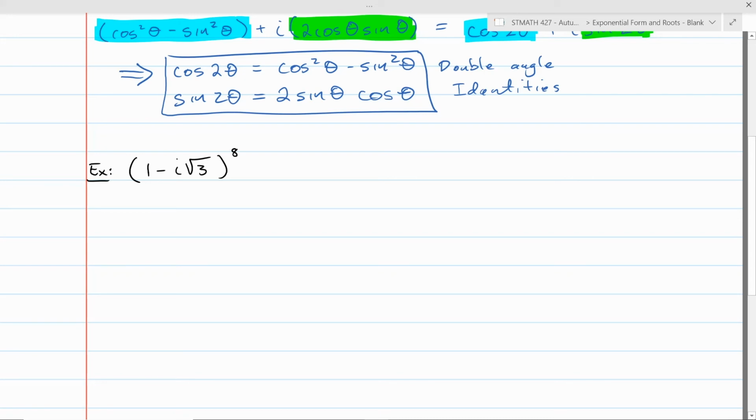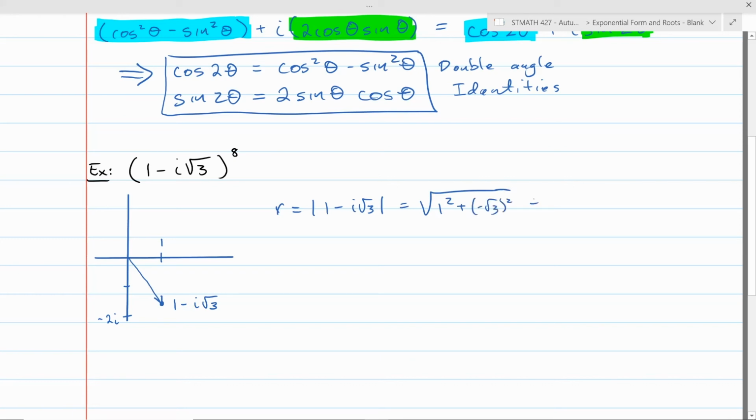So step 1, let's convert this thing into exponential form. I can see from the form of it that it is in the 4th quadrant because the real part's positive and the imaginary part's negative. So there's the complex number graphed as a vector. So I can see that r is the magnitude of this, 1 minus i square root of 3, which is the square root of 1 squared plus negative square root of 3 squared. So that works out to the square root of 4, which is 2.